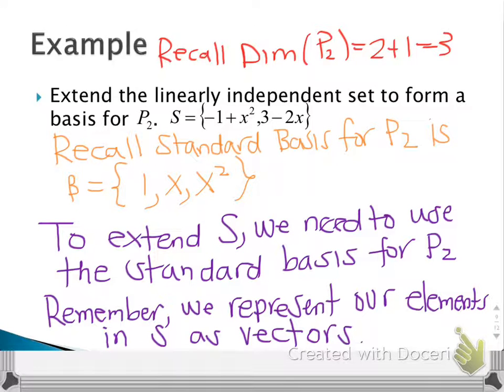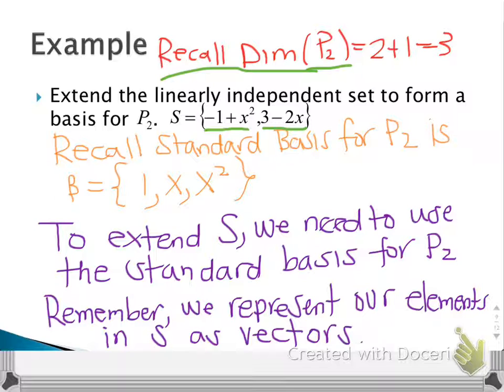Okay, so let's look at this example. We have: extend the linearly independent set to form a basis for P2. The set S only contains 2 polynomials. Recall that in P2, for polynomials, the dimension is n plus 1. So in P2, the dimension is 2 plus 1, which is 3.